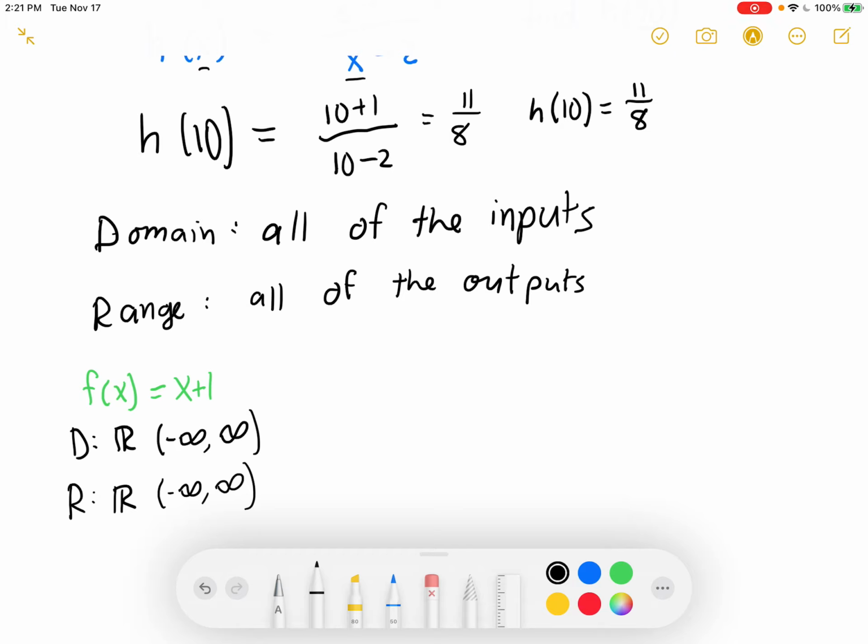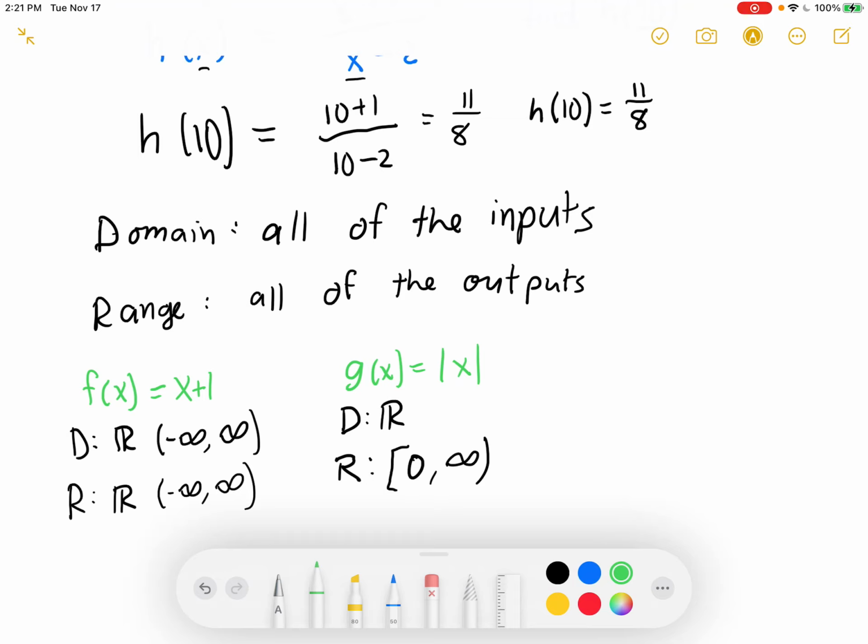For example, if we did g of x was equal to the absolute value of x, then the domain would be the same. You can plug anything into an absolute value. But think about absolute value. Once you take the absolute value of something, it's always going to be positive. So what's the smallest possible number you can get in an absolute value? 0. And that can go all the way up to infinity. So 0 is included. We put the bracket on the other side. All right.